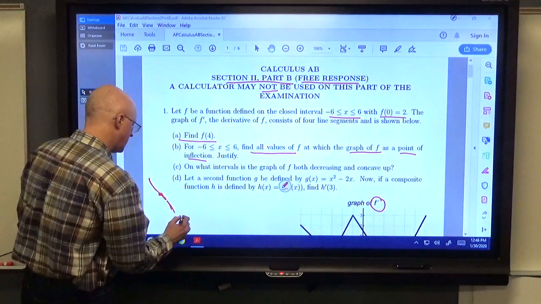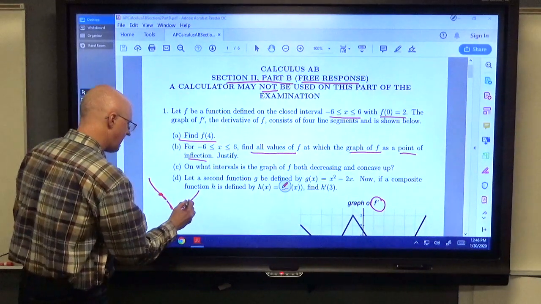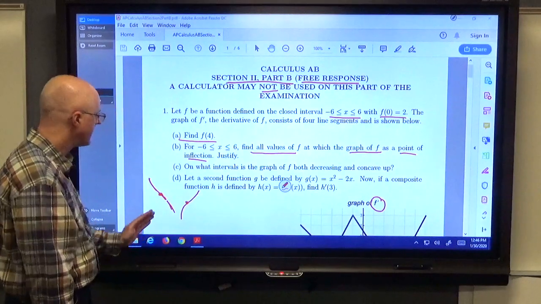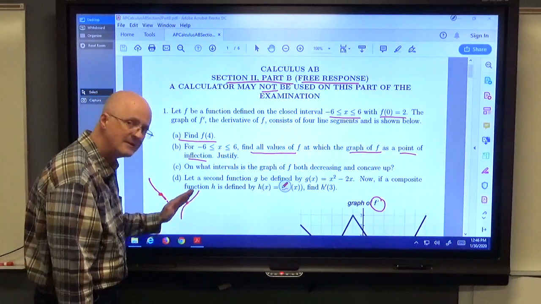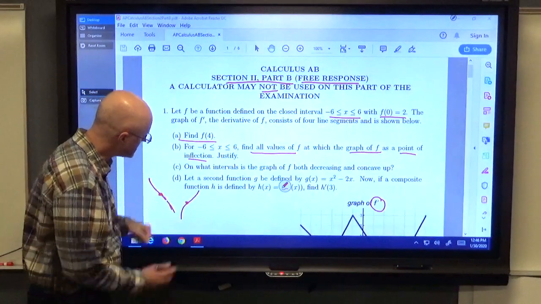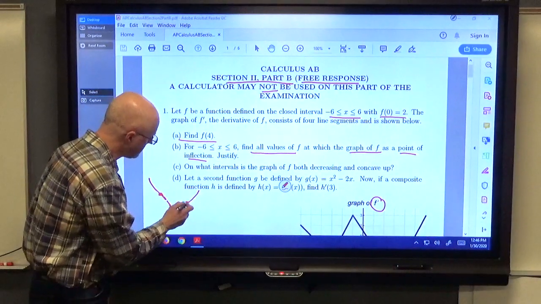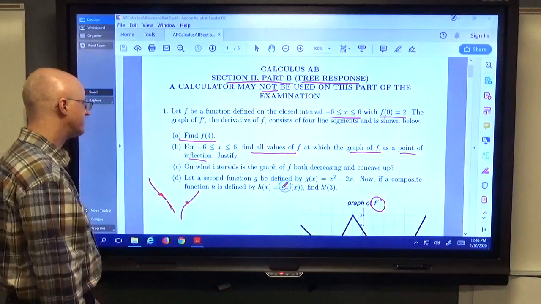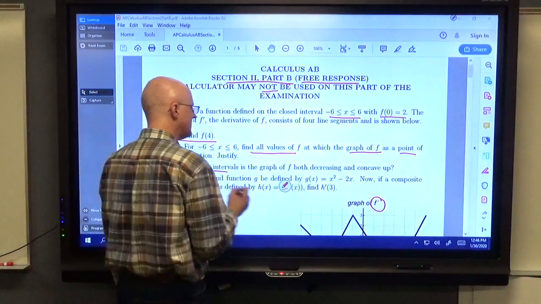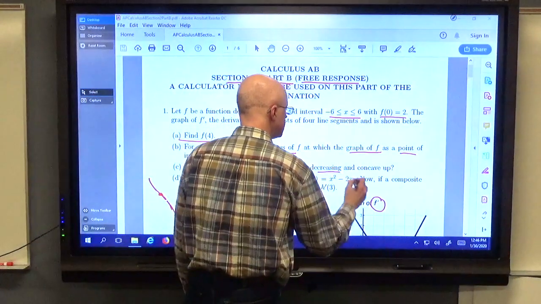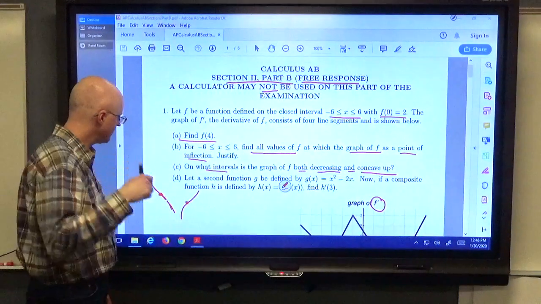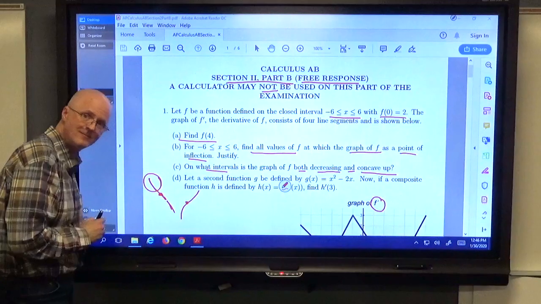The other kind of picture you could have would look like this. There the derivative is always positive, but it is changing from decreasing to increasing. So we have a change in concavity from concave down to concave up. At this point, that would also be an inflection point. Part C, on what intervals is the graph both decreasing and concave up? So the graph is going down, but concave up like that.